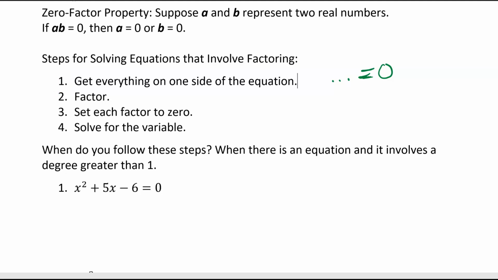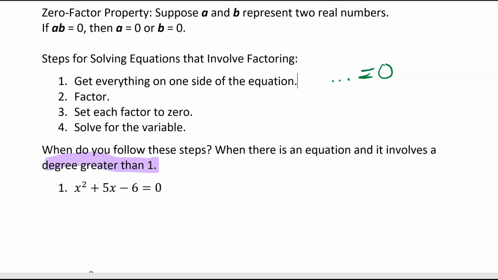The second step is to factor. So if you see that your polynomial is factorable, use those factoring techniques that you've learned in the last 5 sections. Then you're going to set each factor to 0, and then you're going to solve for the variable. Now, when do you follow these 4 steps? When you see that there is an equation and it involves a degree greater than 1.